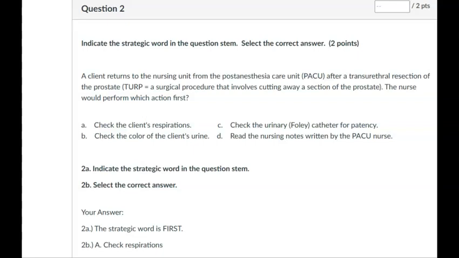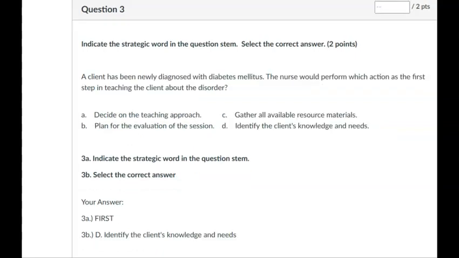Question 3, identify the strategic word and select the correct answers. A client has been newly diagnosed with diabetes mellitus. The nurse will perform which action as the first step in teaching the client about the disorder? A is decide on the teaching approach. B, plan for the evaluation of the session. C, gather all available resource materials. Or D, identify the client's knowledge and needs.